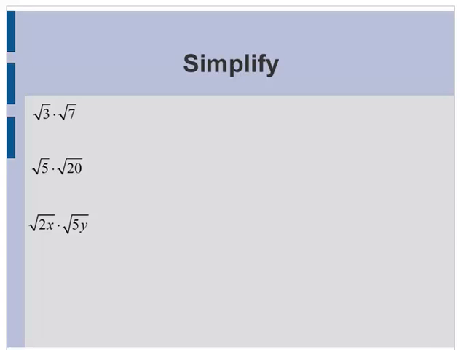So simplify, what's the square root of 3 times the square root of 7? Well, that would be the square root of 3 times 7, or the square root of 21. Now, we cannot simplify this any further. This is what is expected, not the approximation for the square root of 21.